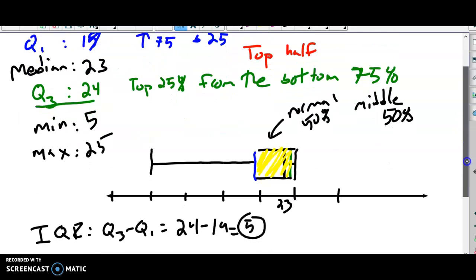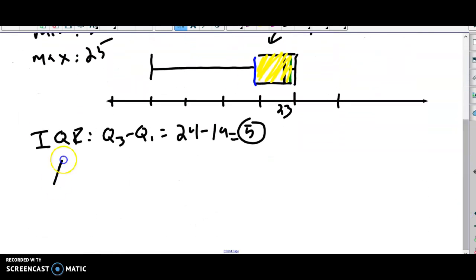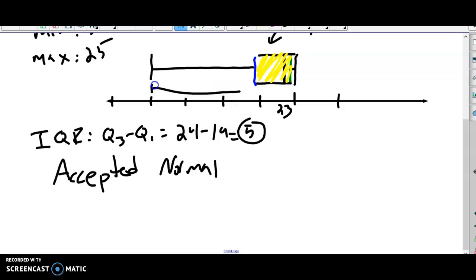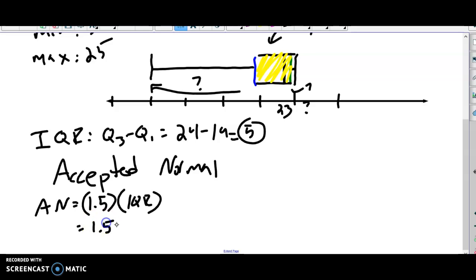To do that, we're going to look at what I call the accepted normal. This accepted normal means how far I am willing to go below Q1 and above Q3. That accepted normal is going to be equal to 1.5, always 1.5, taking my normal, what I see as normal, and adding a little bit more to it, times my IQR. My IQR is that range. So I'm going to take 1.5 times 5.